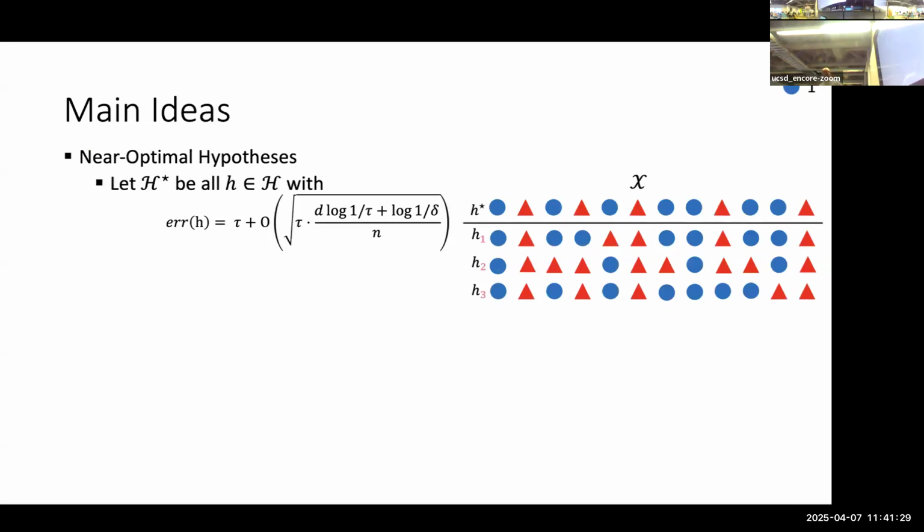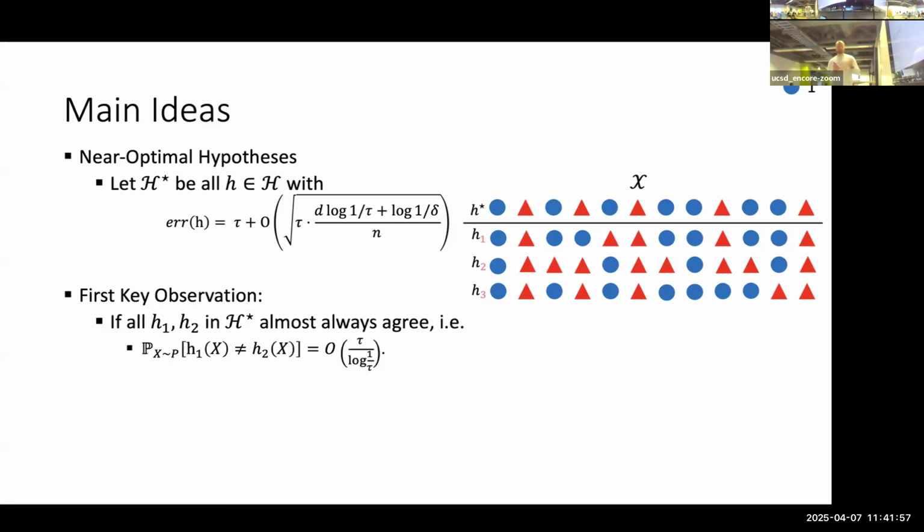A lot of things go in there, but the main thing that drives the whole argument is that we're looking at hypotheses that are close to optimal. So we're going to define H star to be all the hypotheses whose error is basically of the magnitude you would get if you ran ERM. These are the ones that are pretty good, but not necessarily optimal. So we're going to look at this H star, all the ones that are pretty good.